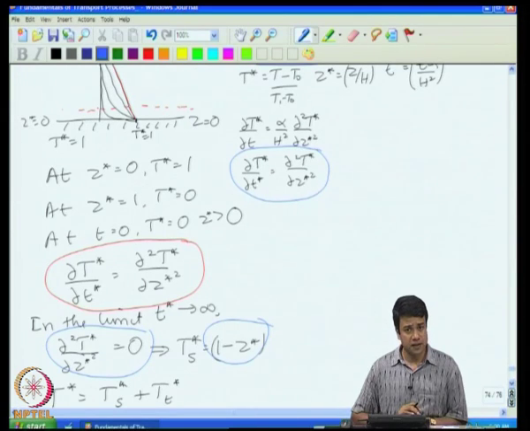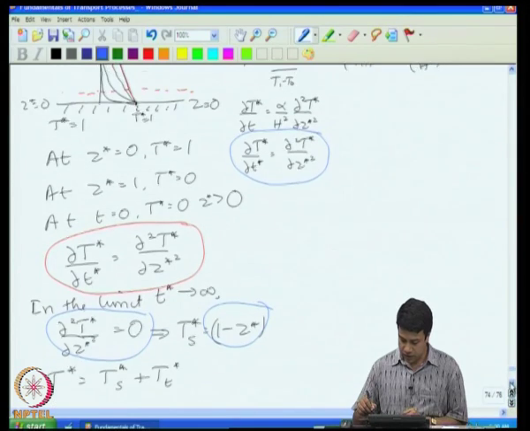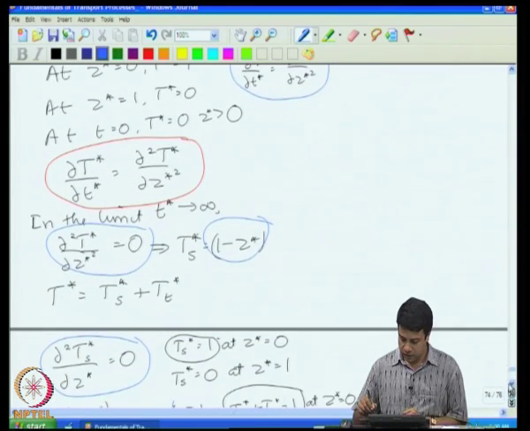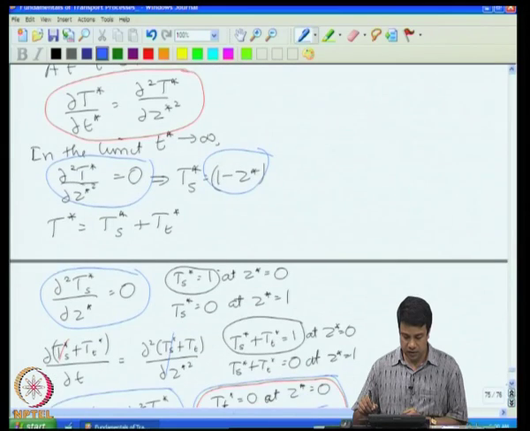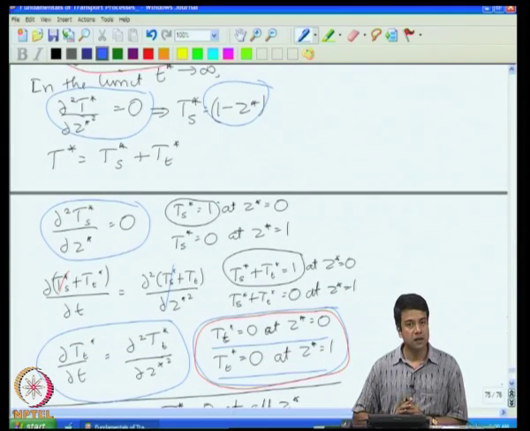So, before progressing, we made a decomposition in the temperature. We wrote it as two parts. One is a steady part and the other is the transient part. The idea is that if the system reaches the final steady state, the transient part has to go to 0 and T should just be equal to Ts.